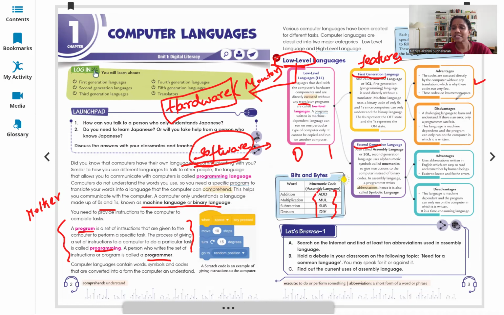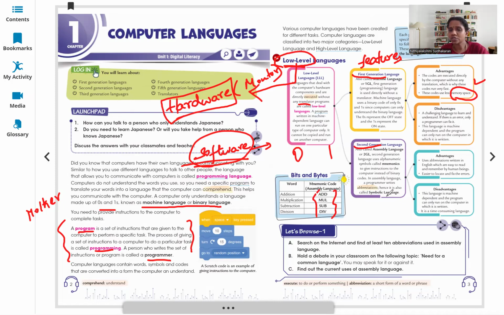These codes use less memory space. So the memory space used is very, very less. Disadvantages: this is a very challenging language to learn, and it was hard for many people to learn, and if there is any issue or a bug, it's hard for them to fix. Only those who are efficient and experienced in fixing them were able to do it.